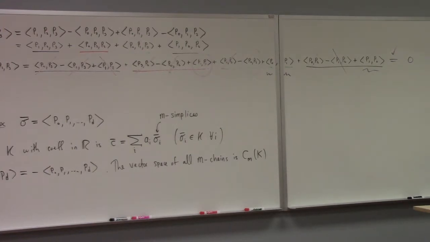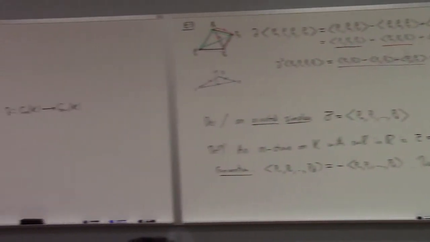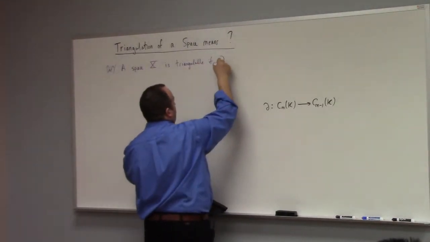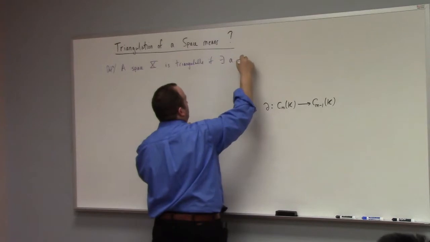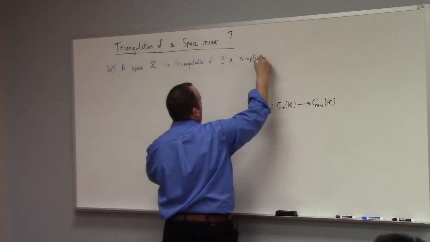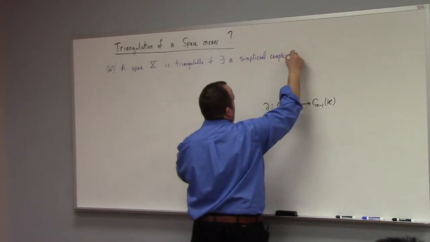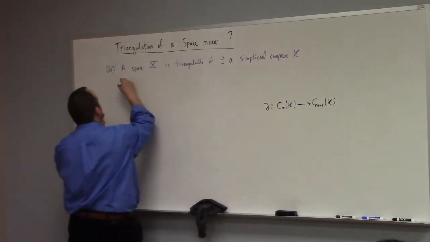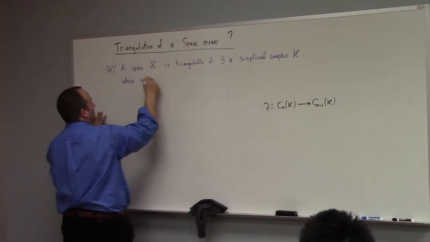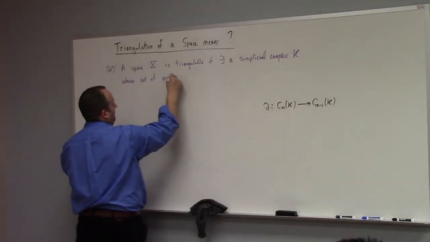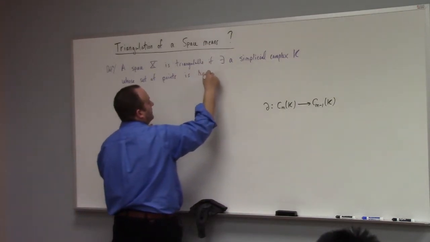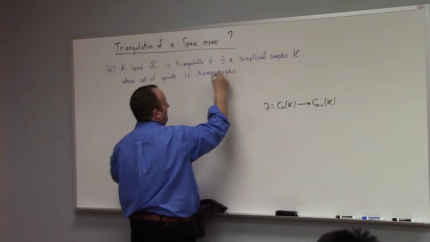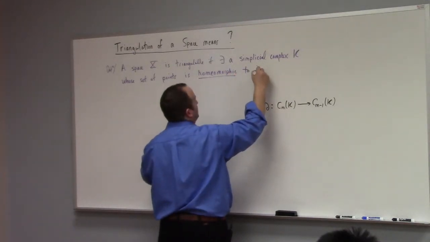So here's the definition. A space X is triangulable if there exists a simplicial complex K whose set of points is homeomorphic to X.